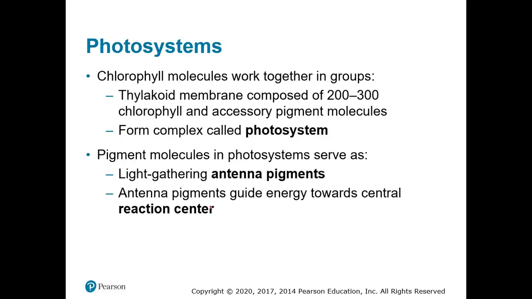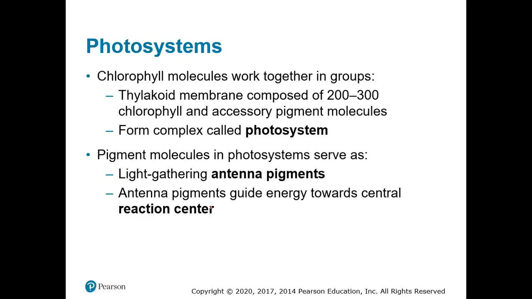So this is where our photosystems come into play. Photosystems are essentially a group of molecules, and it's going to be chlorophyll molecules that work together in order to harvest light. So this is all going to take place in the thylakoid membrane. We're going to see, again, 200 to 300 chlorophyll molecules and accessory pigments. And this whole grouping we call a photosystem.